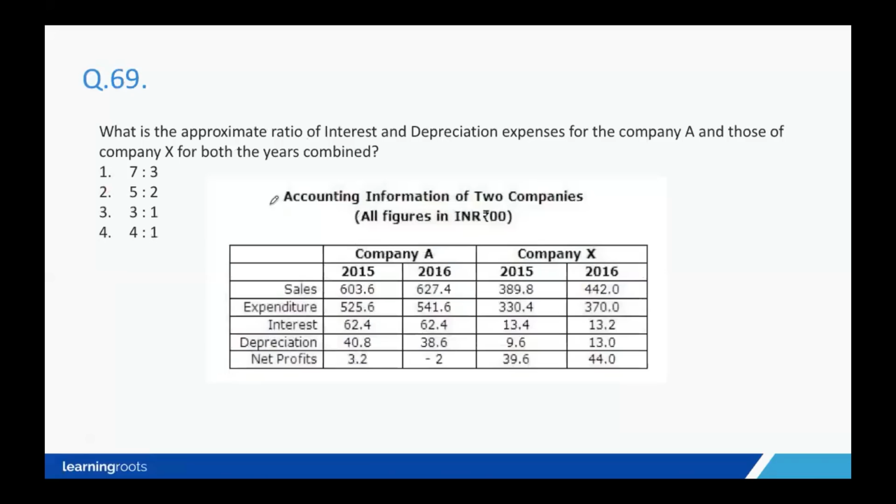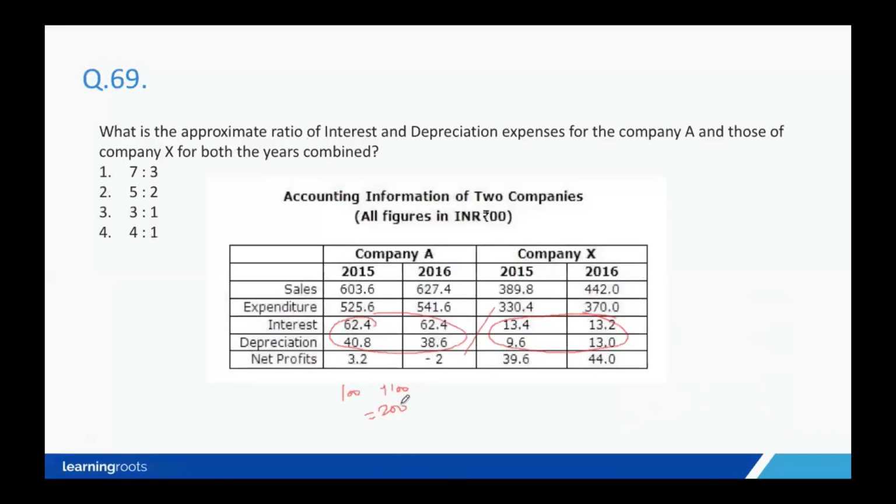Question number 69. Approximate ratio of interest and depreciation expenses for the years combined. So add this up, and simply take the ratio. Let's again do it approximately. 62 plus 40 is approximately 100. 62 plus 38 is approximately 100.